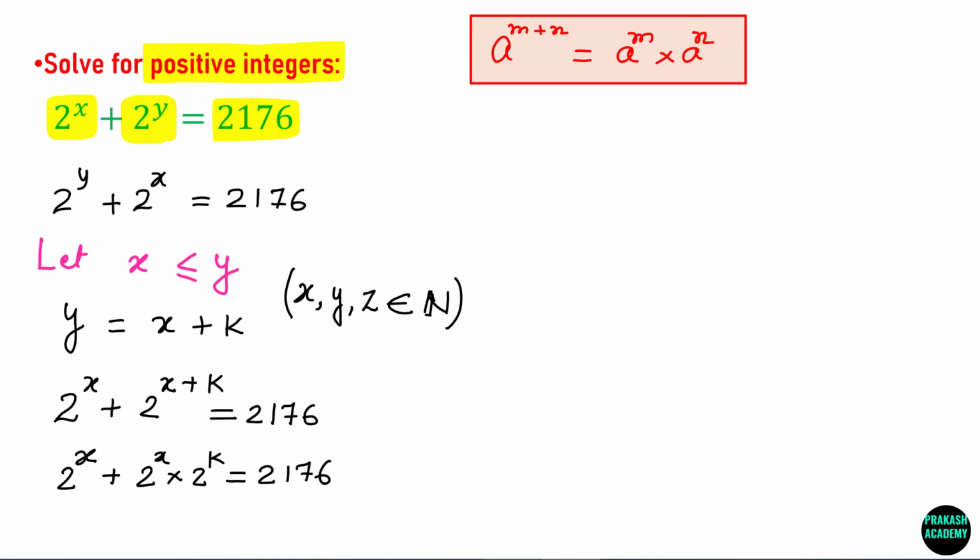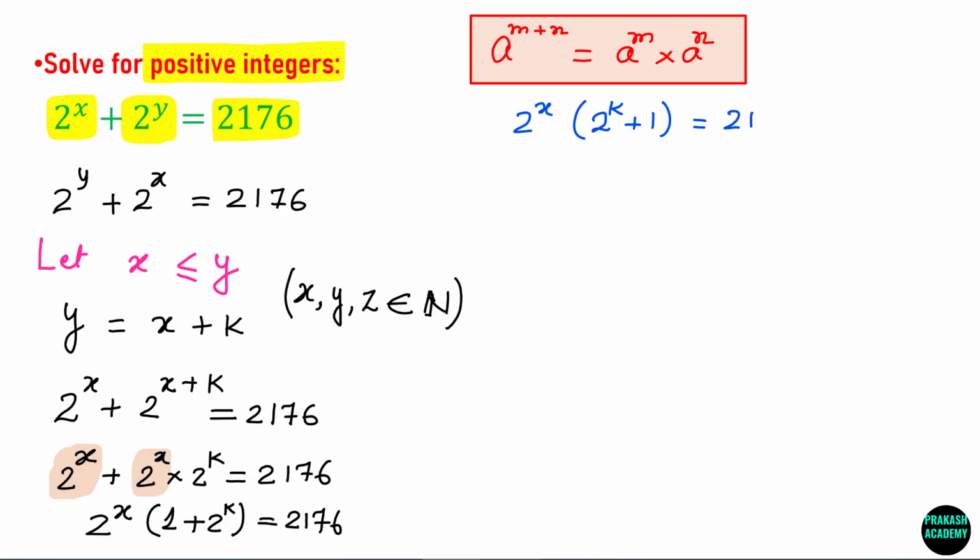Now I can take 2 raised to the power x common. Here you have 2 raised to the power x, here also you have the same thing, so I can take this term common. So I can write 2 raised to the power x times 1 plus 2 raised to the power k, and this is 2176. So now my equation becomes simpler. Now we have two factors. One factor is 2 raised to the power x, and another factor is 2 raised to the power k plus 1, and this is equal to 2176.